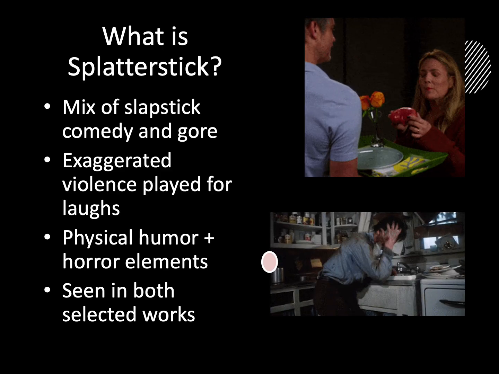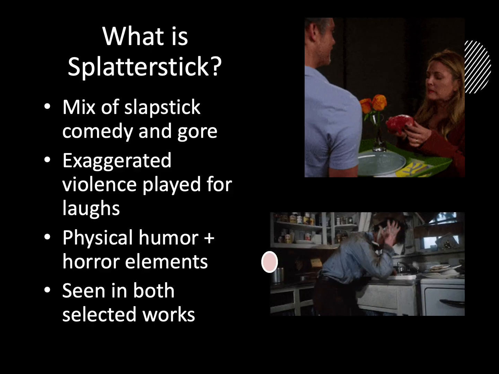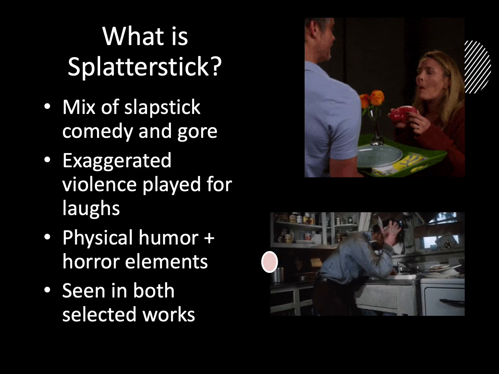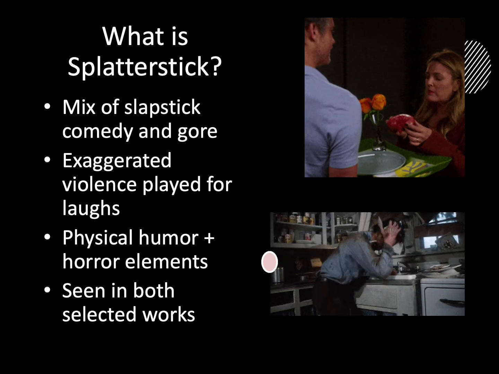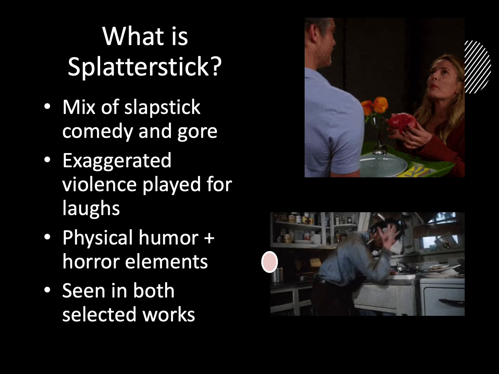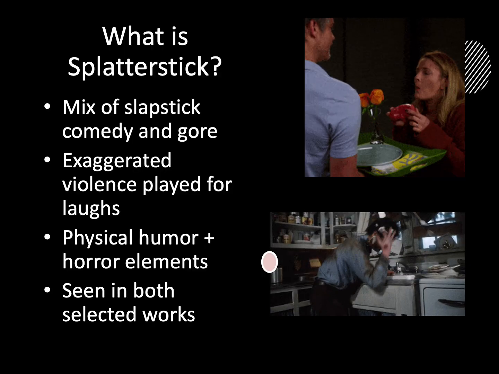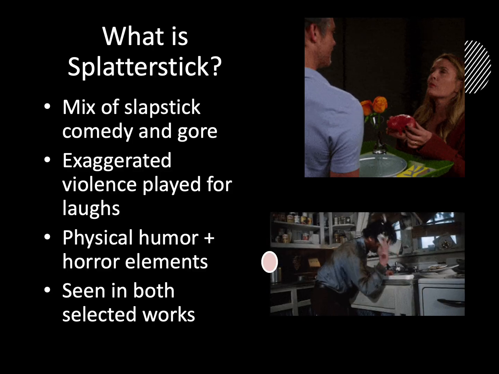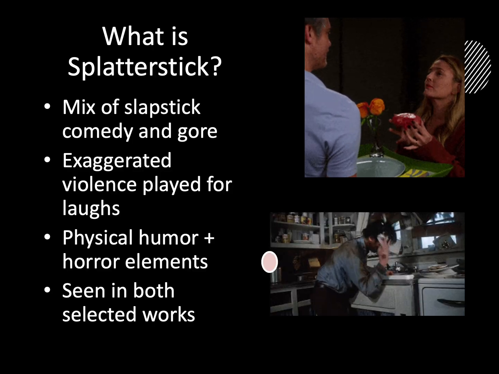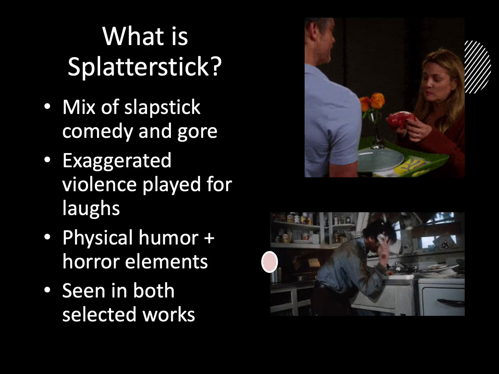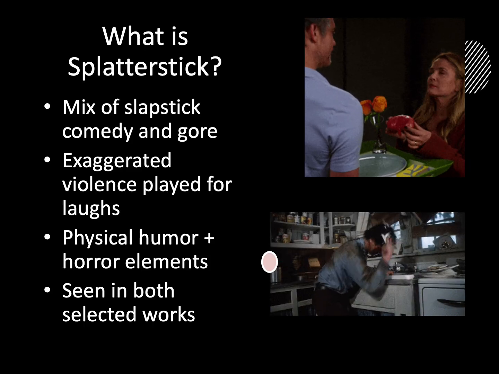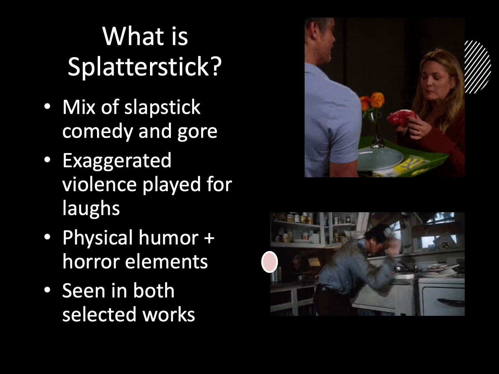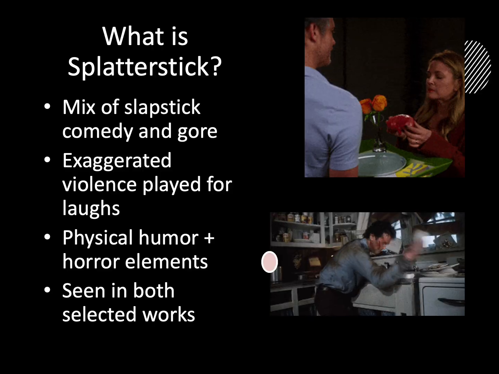Before getting into the comparison, it's important to understand what Splatterstick actually is. Splatterstick is a blend of slapstick comedy and extreme gore. So you'll see things like exaggerated violence, lots of blood, and physical over-the-top humor happening at the same time. A good way to look at it would be like the Three Stooges meets Mortal Kombat, for my gamers out there. Instead of being purely scary, most scenes are meant to be ridiculous and entertaining. Both the Santa Clarita Diet and Evil Dead 2 use this style, but they apply it in very different ways, which we'll get into.